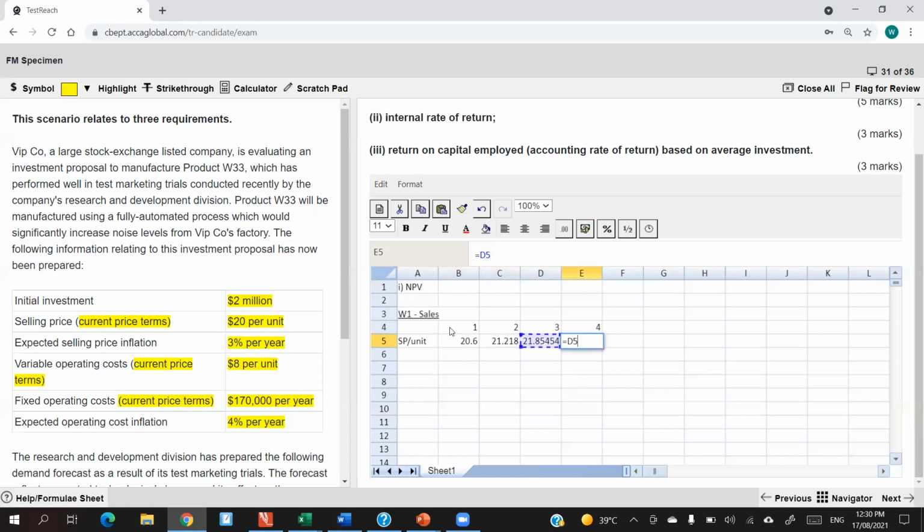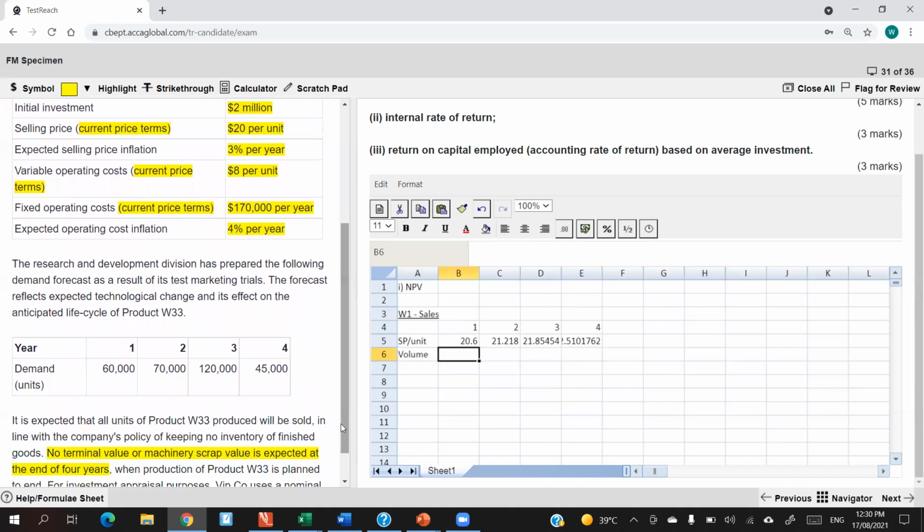And that will be my selling price now computed, which is inflated. And obviously you can drag forward the cells as well to fill up the values in the remaining cells. We have the demand or the volume, which is here, and the volume is 60,000.